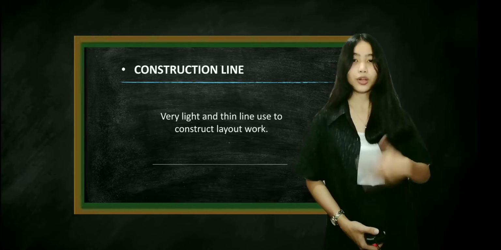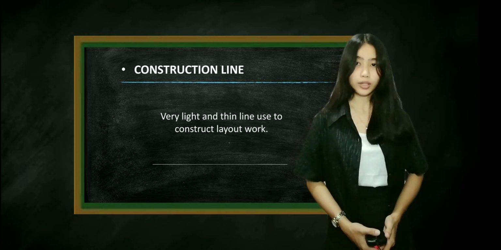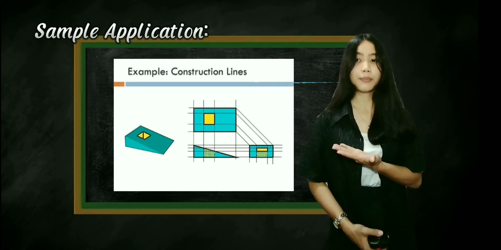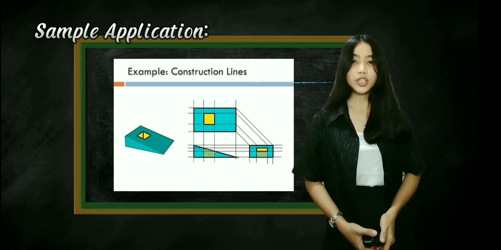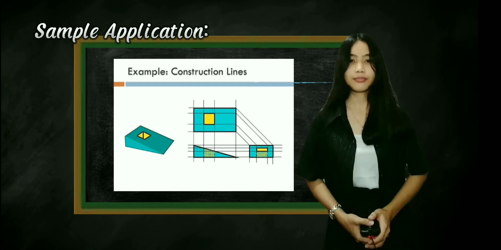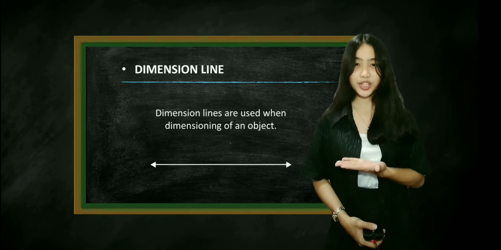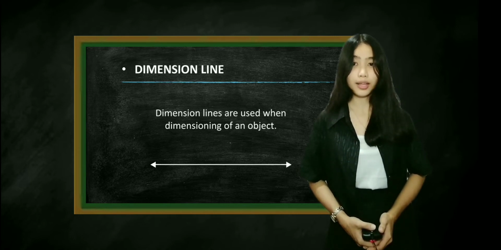Number 2, construction line. Construction line is used to construct layout work. Here is a sample application of a construction line. As you can see, construction line has a very light and thin line. Next is dimension line. Dimension lines are used when dimensioning an object.